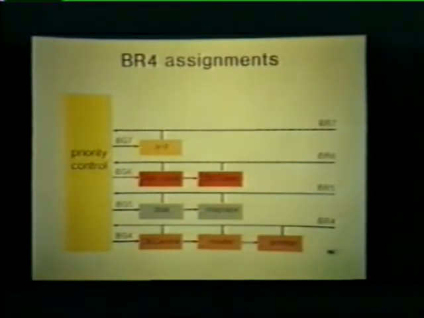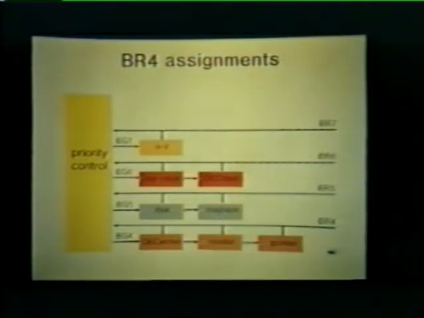Now, let's look at the lowest device priority level. Here we've shown 3 units at the BR4 level: a deck writer, a paper tape reader punch, and a line printer. All 3 of these devices are at the lowest priority level because of 2 main reasons. First of all, they are relatively slow devices. Secondly, they are likely to interrupt the processor more often than the other devices and would tend to tie up the bus if they were placed at higher priority levels.